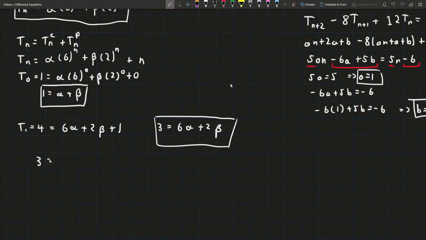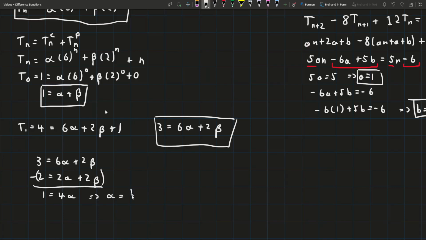I'm going to use elimination just because it works out quite nicely here. So I'm going to multiply this equation by 2. So we'll have 2 equals 2 alpha plus 2 beta. Subtract. Then we'll get 1 equals 4 alpha, and the betas will cancel, which means that alpha is equal to a quarter. Now, since alpha plus beta is equal to 1, a quarter plus what is equal to 1? Well, the answer is that beta is equal to 3/4.